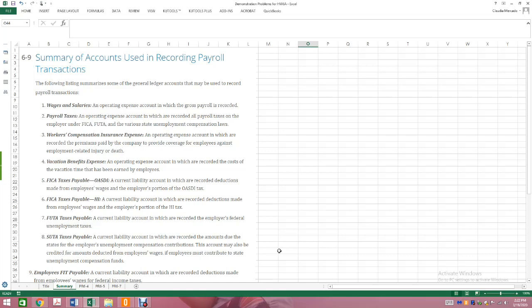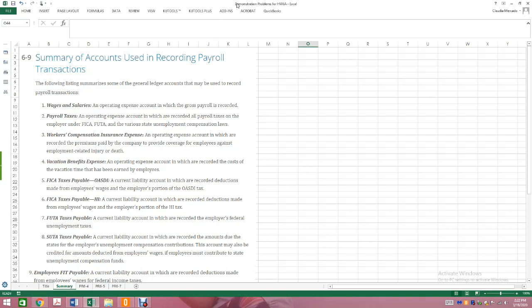Okay, I'm not going to go through every account with you, but just know that this information is available in section 6.9 of your ebook towards the very end, and it's called Summary of Accounts Used. And I really recommend that you read over this. That way you know what information goes into each of the accounts. Okay, so I just wanted to put that information out there. That way you could familiarize yourself.